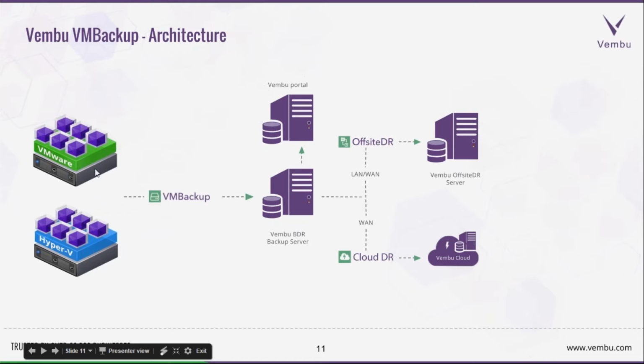And from there you will have an option to replicate the data to an offsite data center using Vembu Offsite DR, or optionally you can also replicate the data to our cloud, Vembu Cloud, using Vembu Cloud DR. Vembu Portal is where you can manage all your billing invoices and you can manage all your licenses with this particular single portal. And from this portal, the licenses will be automatically supplied to the Vembu BDR backup server.